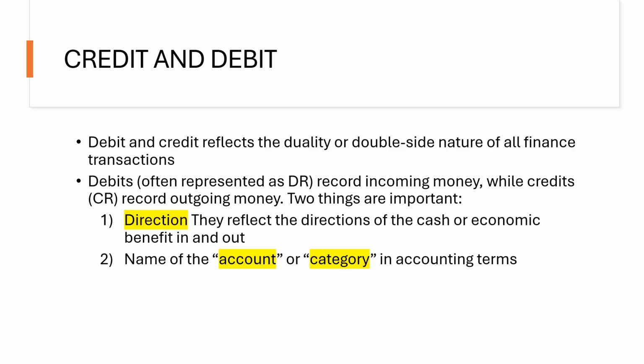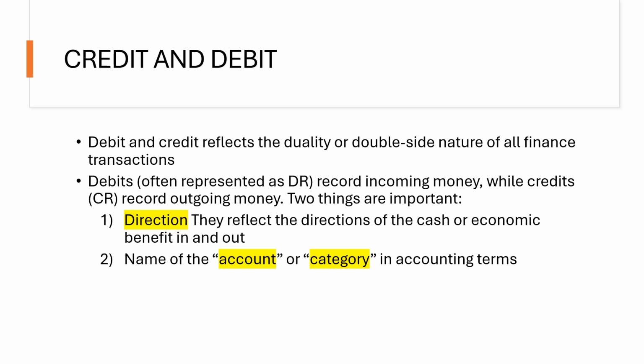So in summary, debit and credit reflect the duality, or double-sided nature, of all financial transactions. Debits, often represented as DR, record incoming money, while credits, CR, record outgoing money. So two directions, in opposite directions. These two things are very important. When we try to figure out credit and debit, we need to know, first, the direction of the money. They reflect the direction of the cash, or sometimes, if it is not cash, the economic benefit, going in or coming out.